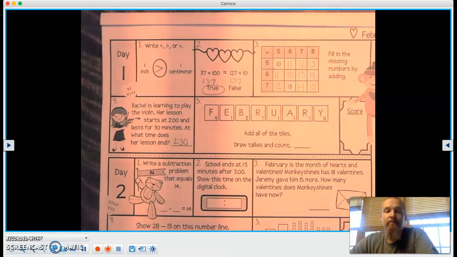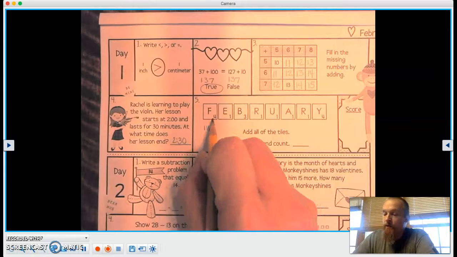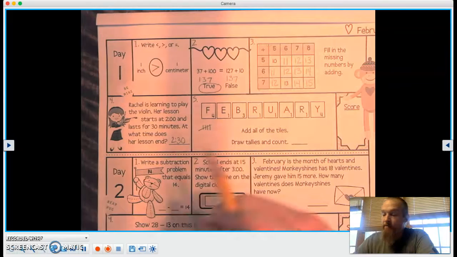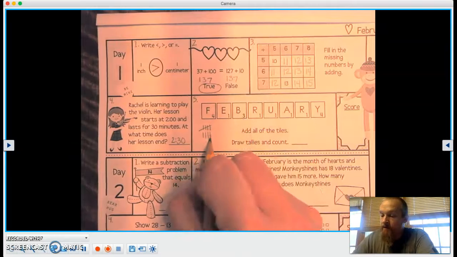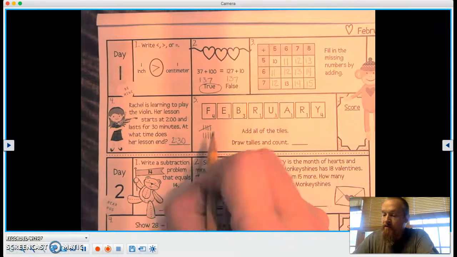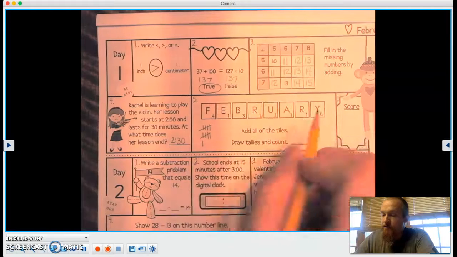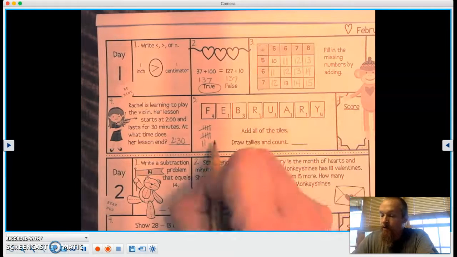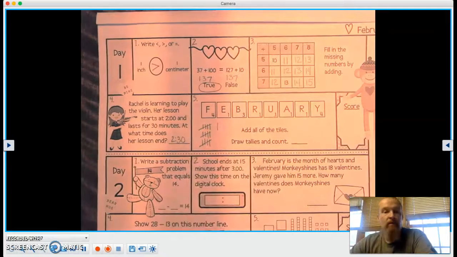And number 5. We have the tiles for February. Add all of the tiles, draw tallies, and count. So we have 1, 2, 3, 4, and one more makes 5. We have 1, 2, 3, 1 there is 4, and 1 here is 5. 1, 2, and 4 more, so 1, 2, 3, 4.